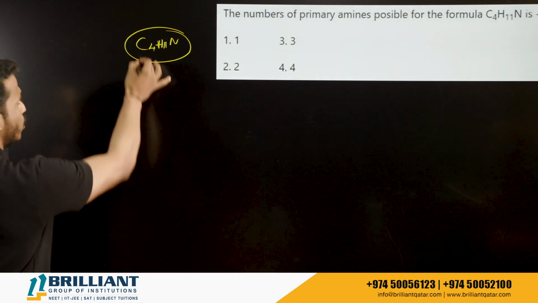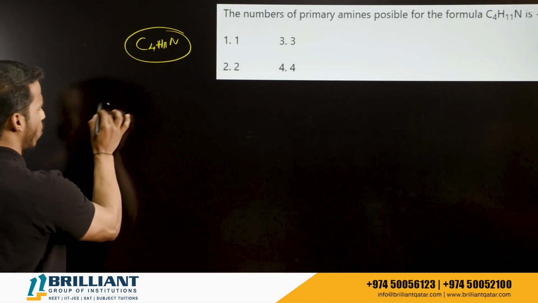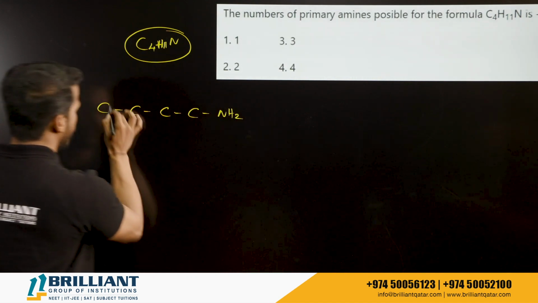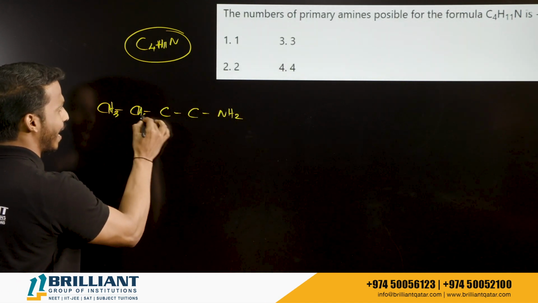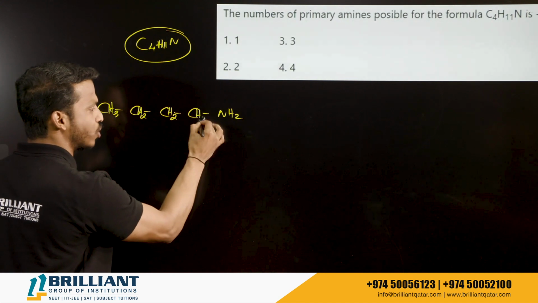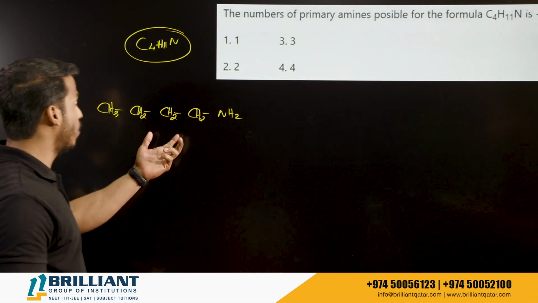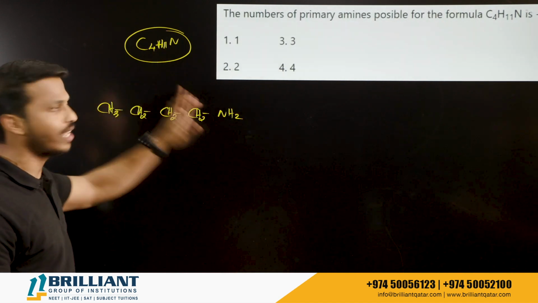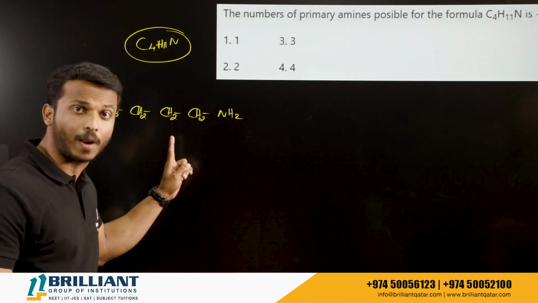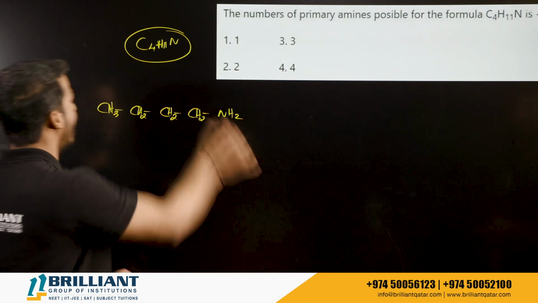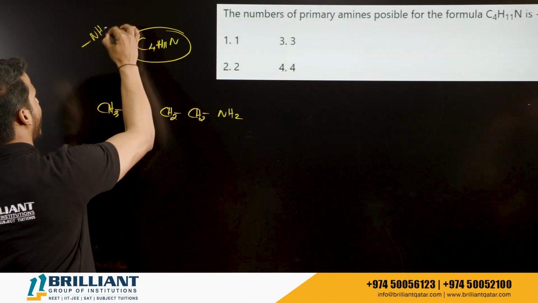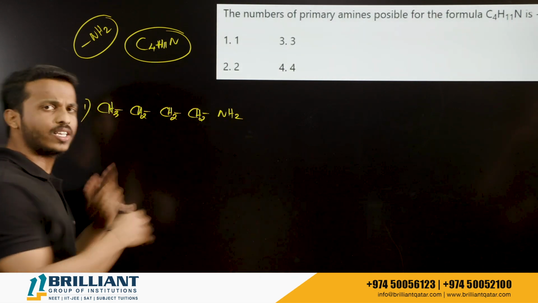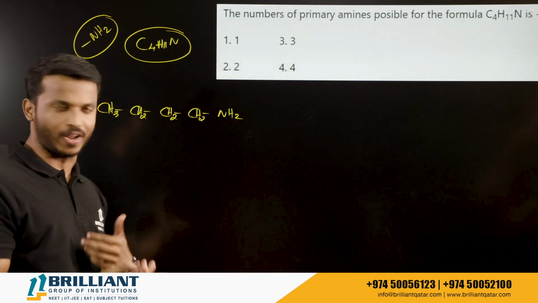Let's check it. Total there are 4 carbons, so let me write 1, 2, 3, 4 with an amine. We can write CH3, CH2, CH2, CH2, NH2. Check whether the formula is correct: total 4 carbon and 11 hydrogen with a nitrogen. This is one of the primary amines. What is meant by primary amine? It should have the NH2 group. Yes, it's the first structure. Is any other structure possible? That we want to find out.